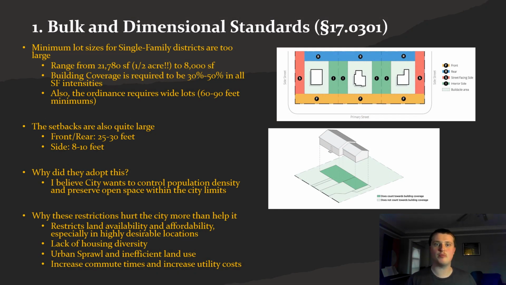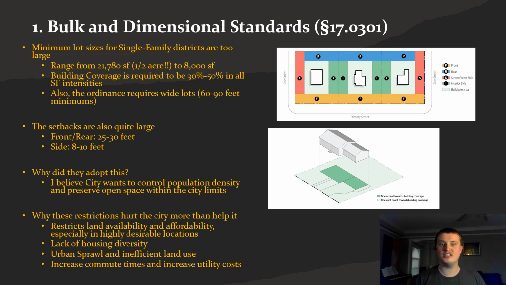So the first section is bulk and dimensional standards. These are the regulations about how lots will actually be built and how buildings will be built upon them. The minimum lot sizes for single family districts are quite large. They range from just over 21,000 square feet, which is half an acre, down to 8,000 square feet. The code also requires that buildings cover at least 30 to 50% of the lots in all single-family zoned districts.